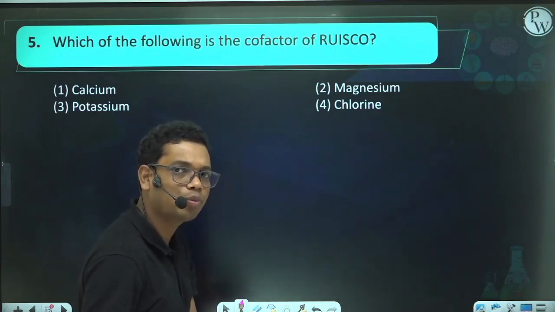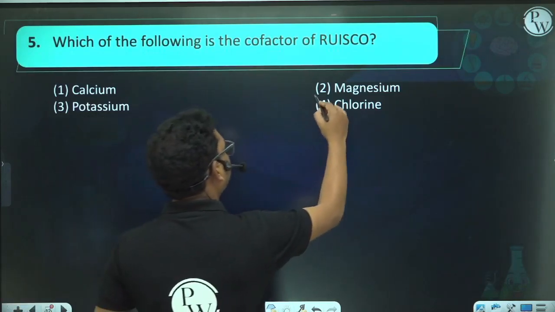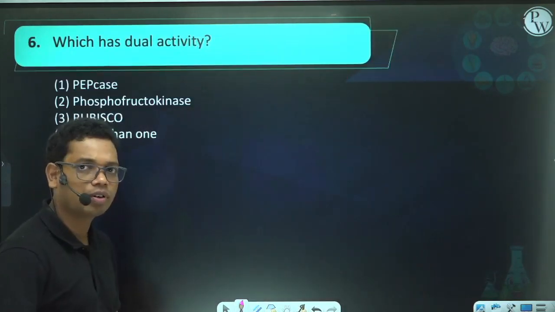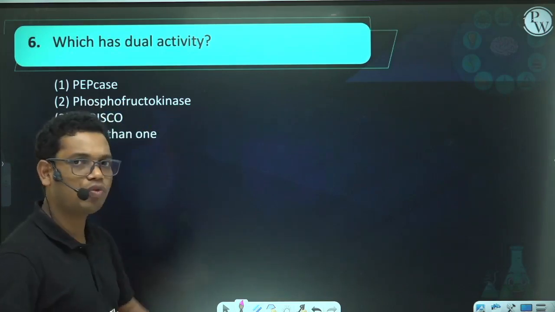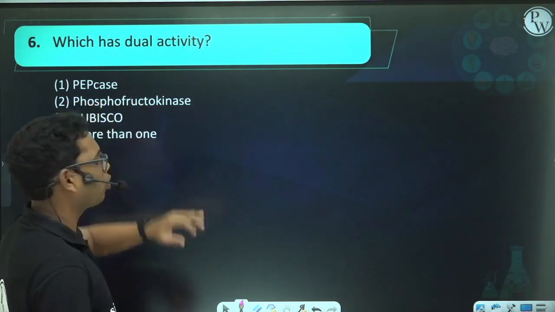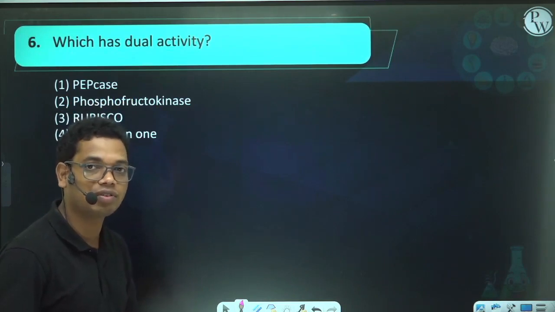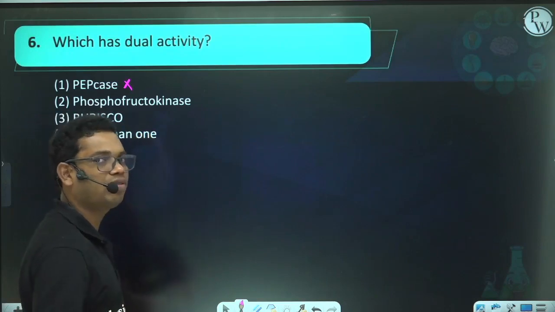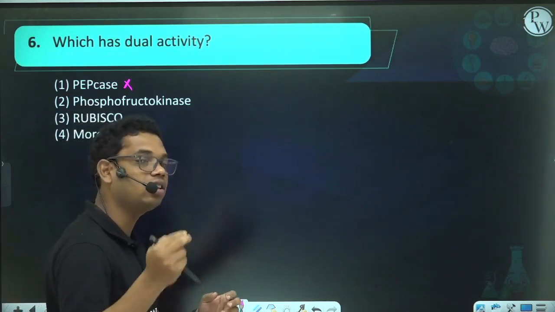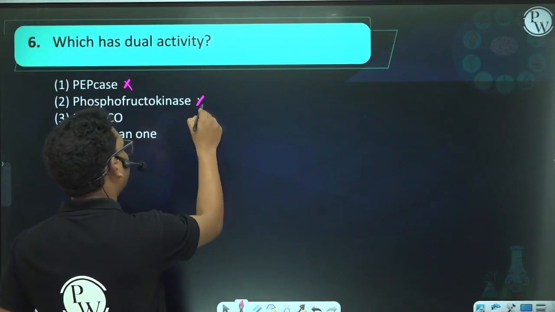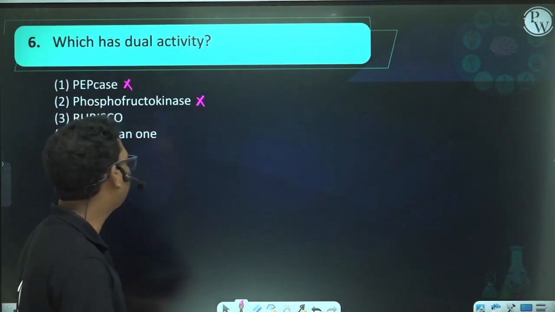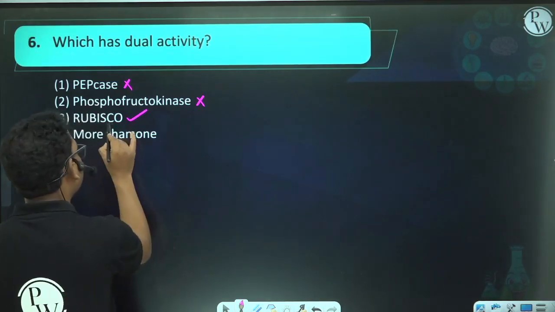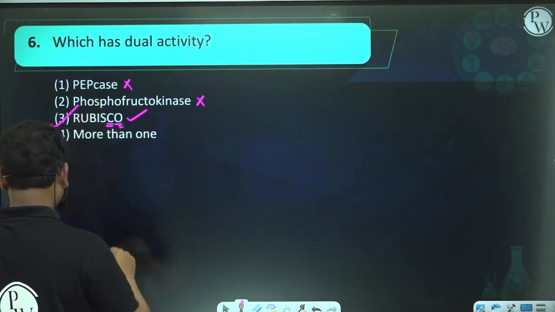Which of the following is the cofactor for RuBisCO? It is magnesium. Next, which has dual activity? PEPase, phosphoenolpyruvate carboxylase, has only carboxylase activity, so it is unifunctional. Phosphofructokinase has only kinase activity, which will add the phosphate group, so this is also one activity. RuBisCO has 2 activities, carboxylase as well as oxygenase. So the answer is option 3.